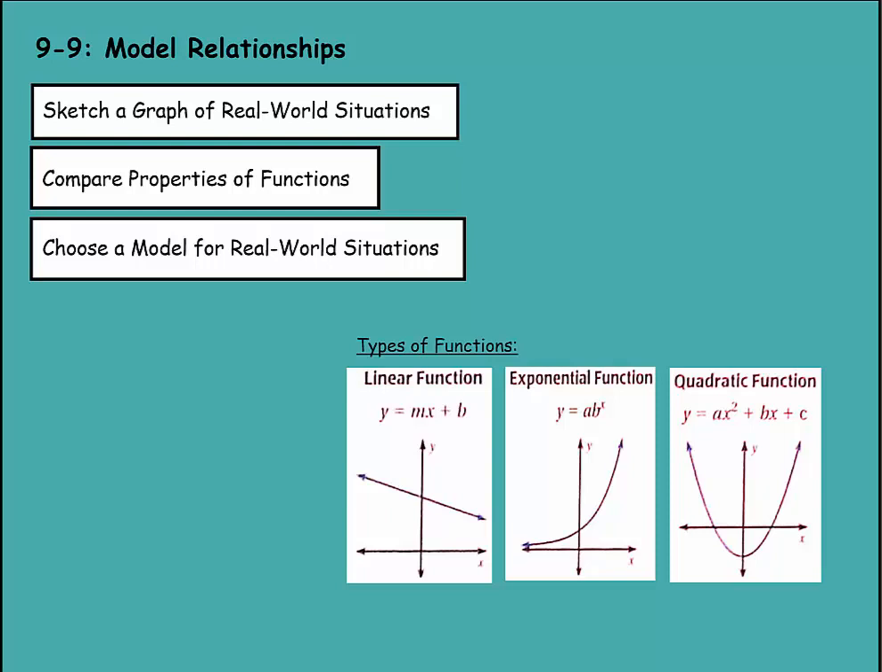We're in the last section of Chapter 9, which we're going to model relationships. First, we're going to sketch a graph of real-world situations. Then we're going to compare properties of functions. Then we're going to choose a model for real-world situations.